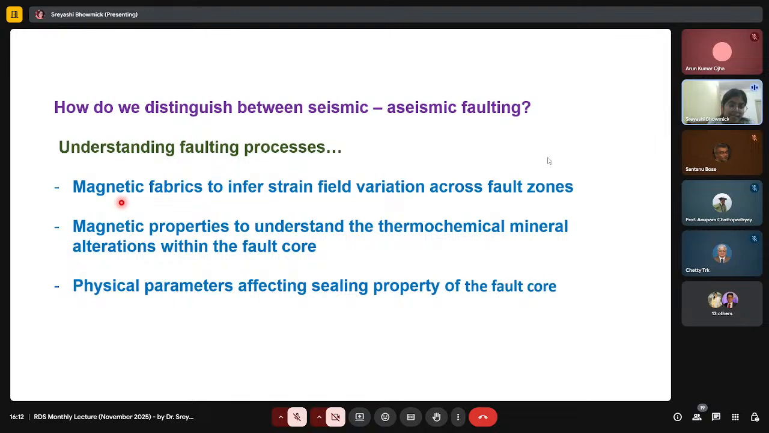We are using magnetic fabrics to infer the strain field variation across fault zones, and magnetic properties to understand the thermochemical mineral alterations within the fault core. We are also looking at physical parameters such as temperature, presence of fluid, or we can say fluid interaction, stress condition, and slip rates, which directly affect the transmissivity of the fault core. So these are some of the objectives.